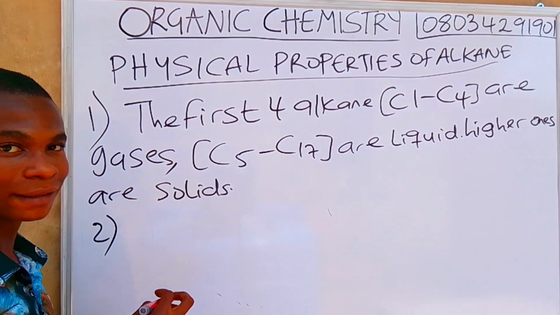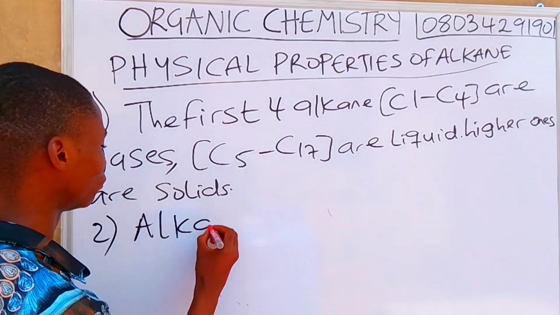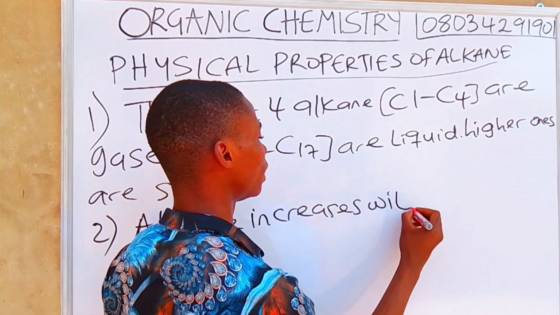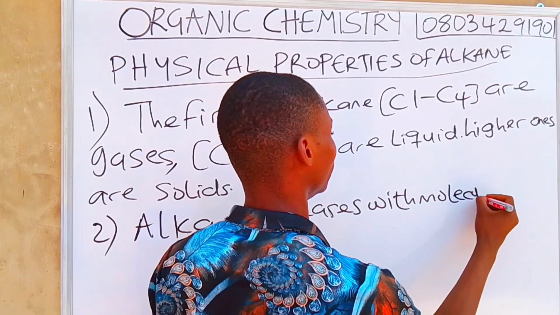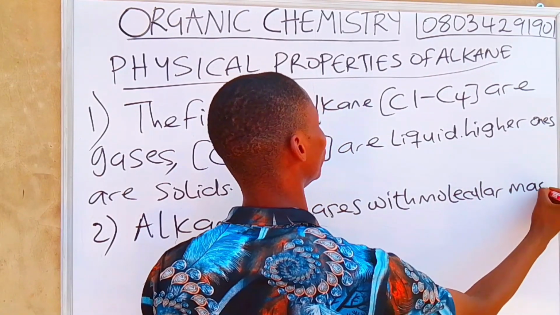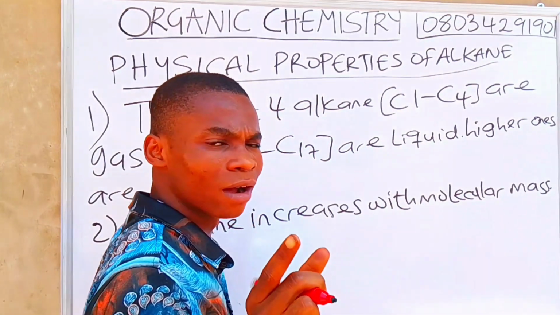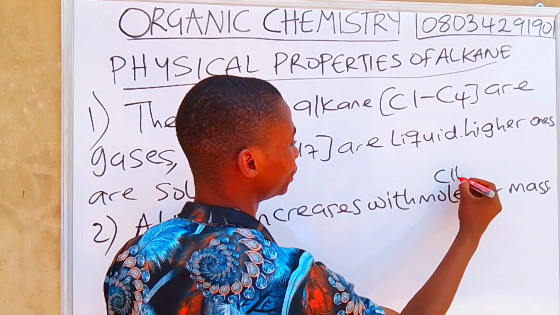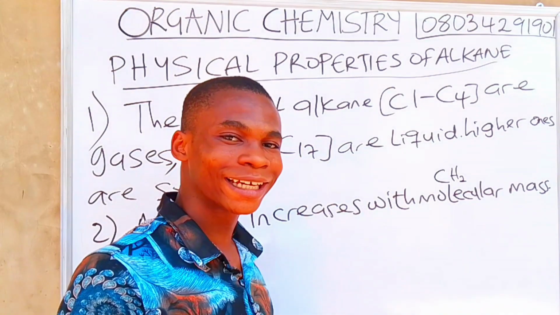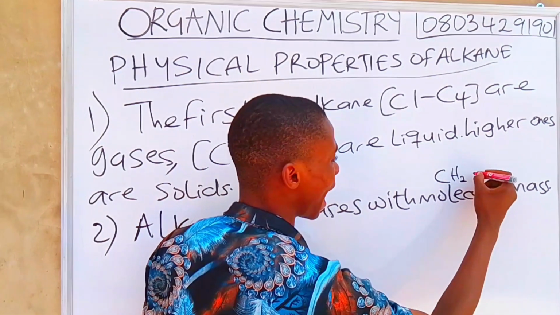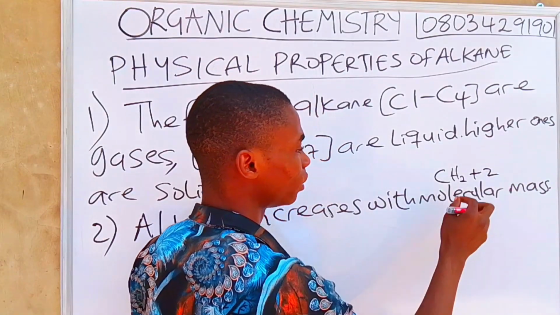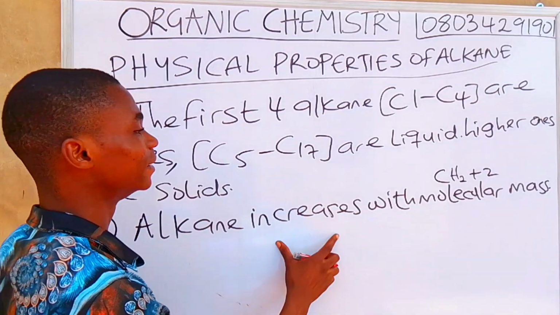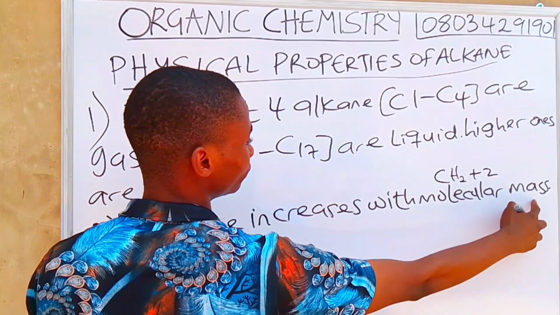So the second physical property is that alkane increases with molecular mass. How does alkane increase with molecular mass? You know the molecular mass formula is CH2. But for the alkane general formula, it has an additional +2. So this +2 increases. That's why it is stated here that alkane increases with molecular mass.